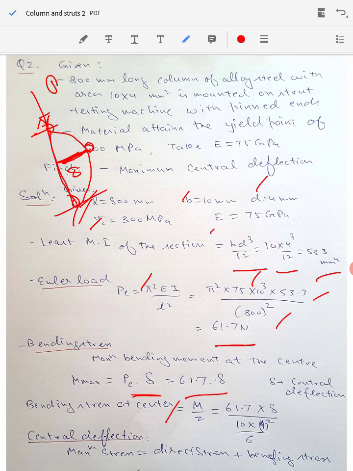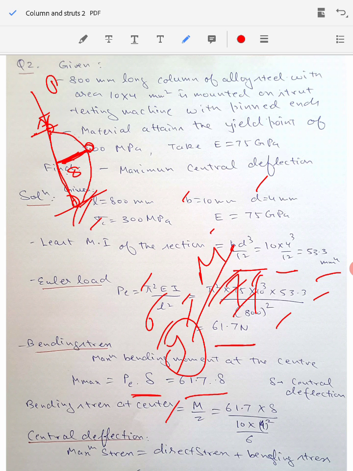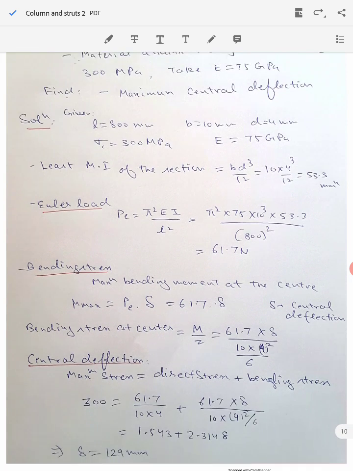Because of this bending moment, the bending stress that will be developed will be given by M by Z. You remember sigma by Y is equal to M by I. And what is I by Y? If you bring it here in the denominator, I by Y is Z. So the maximum Y max you will take will be equal to D. So that is BD square by 6. So section modulus for the rectangular section is BD square by 6. You substitute it here. Bending moment you have just written as 61.7 into delta divided by BD square by 6. So that gives us the bending stress in the column.